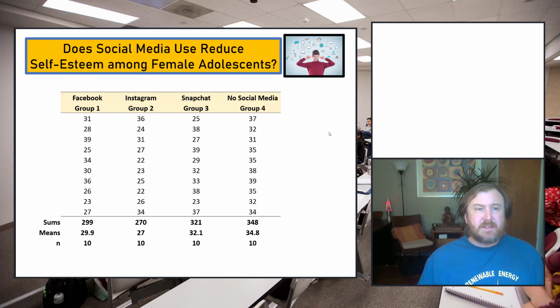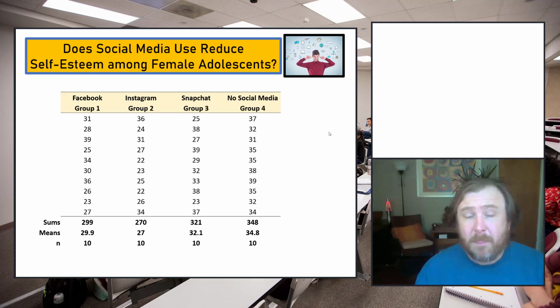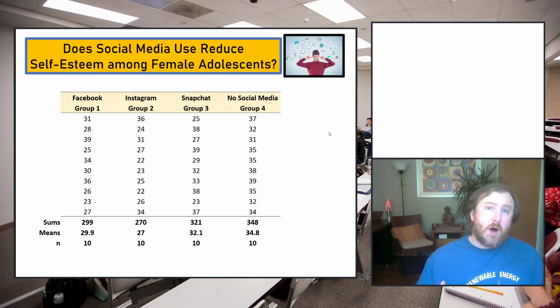So, here we can see we're measuring self-esteem among female high school students, and this represents their self-esteem score. So these measures were taken using the Rosenberg self-esteem scale, which is a scale from 1 to 4, and there's a total of 10 items. So the maximum score that you can receive on this self-esteem measure is 40.